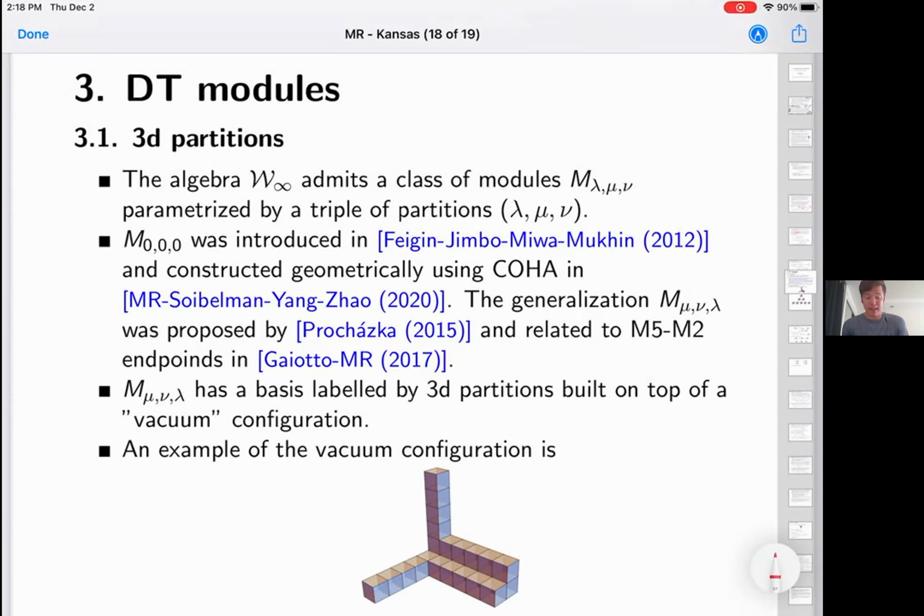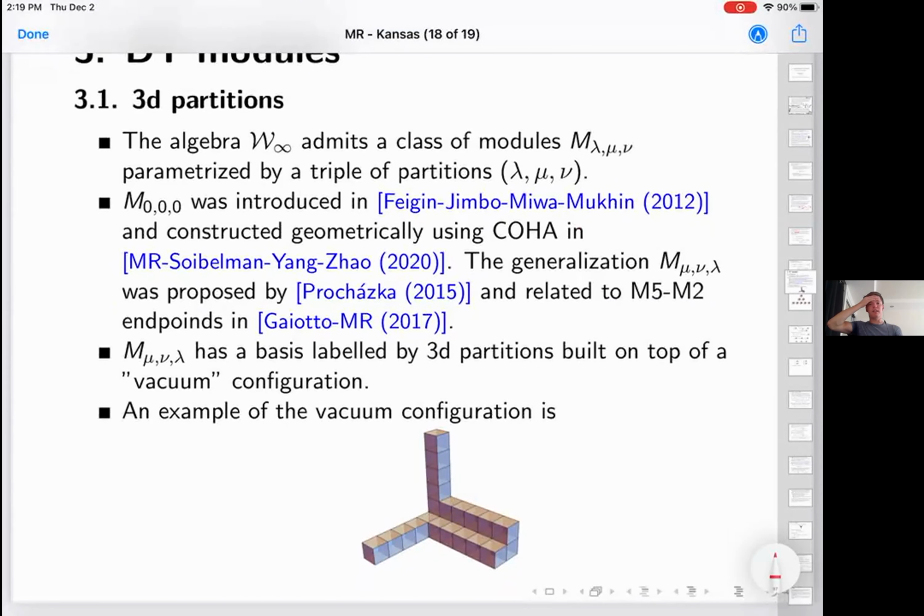And to define M lambda mu nu, I first need to introduce a basis of the module that is labeled by 3D partitions built on top of a so-called vacuum configuration. So let me tell you what a vacuum configuration is. A vacuum configuration is a 3D partition that asymptotes to three prescribed Young diagrams. So for example, here I'm writing down the vacuum configuration for M box to one partition and one. And these are exactly the asymptotics along the three coordinate lines here. So this would be the vacuum configuration.